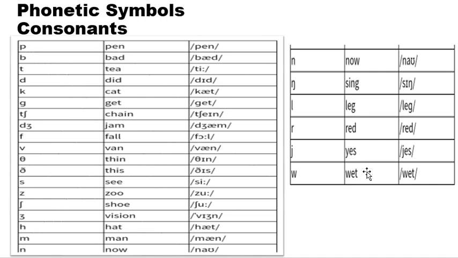Well, you might be confused about these two sounds. This one is a soft one, as in vision, but this one is hard, as in yes. So these are the consonants. These are the phonetic symbols of consonants.